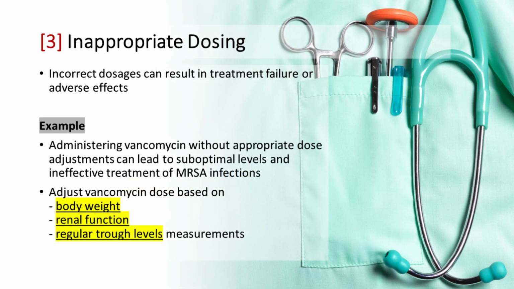Pitfall number 3: inappropriate dosing. Incorrect dosages can result in treatment failure or adverse effects. For example, administering vancomycin without appropriate dose adjustments can lead to suboptimal levels and ineffective treatment of MRSA infections. Vancomycin dose should be adjusted based on a patient's body weight, renal function, and regular trough levels monitoring.